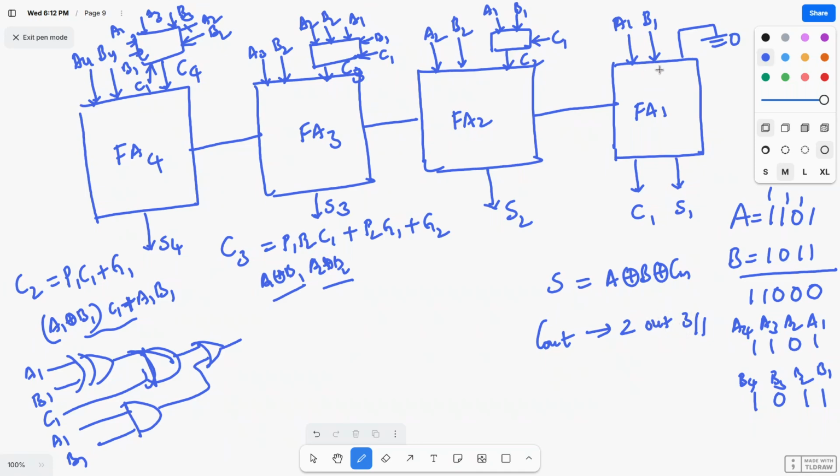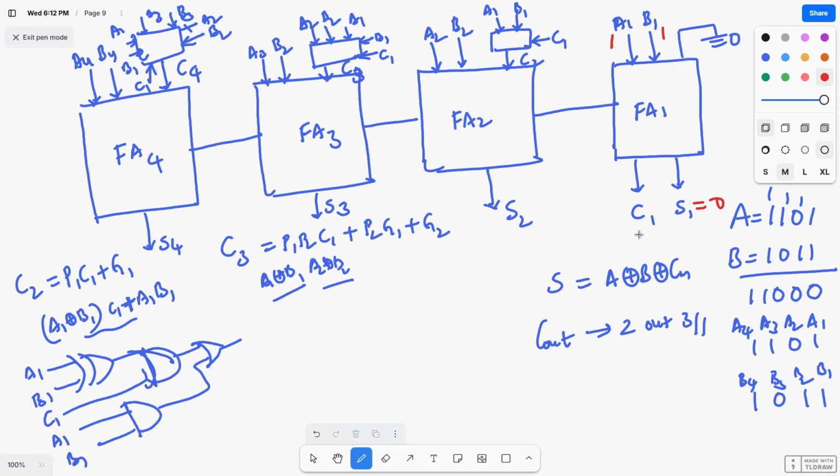So I will analyze this. What is A1 B1? 1 1. So 1 XOR 1 XOR 0. What is the sum? 0. And this is a 2 out of 3 logic.